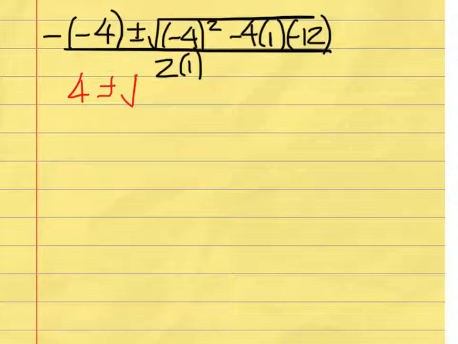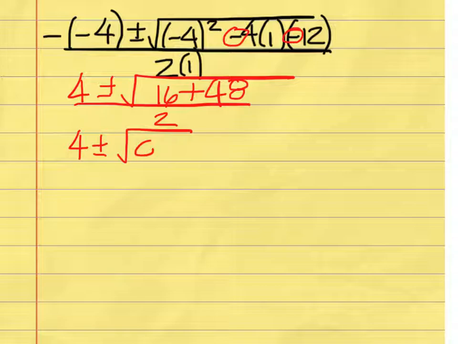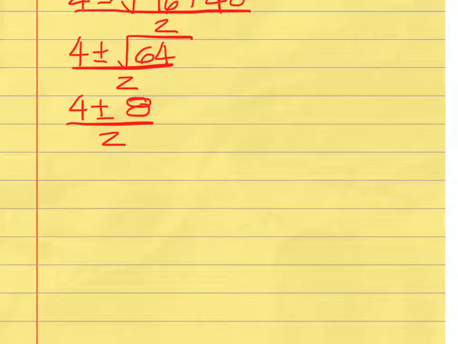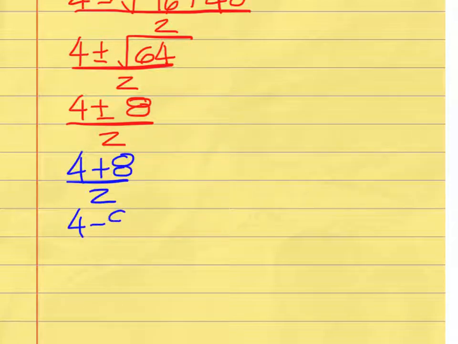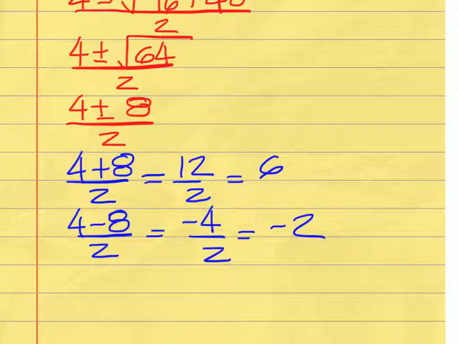Positive 4 plus or minus the square root of 16. This is a double negative, so it's plus. 4 times 1 times 12 is 48. And then over 2. Simplify again to get 64 under the square root sign, and find the square root of 64 to be 8. So you have 2 problems to do: 4 plus 8 over 2, and 4 minus 8 over 2. That would be 12 over 2, which is 6, and negative 4 over 2, which is negative 2.